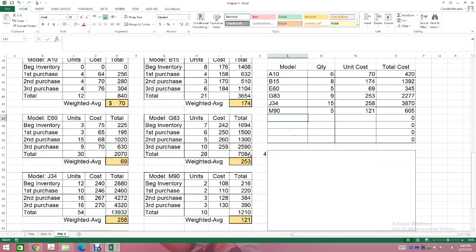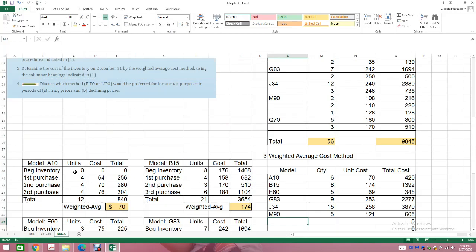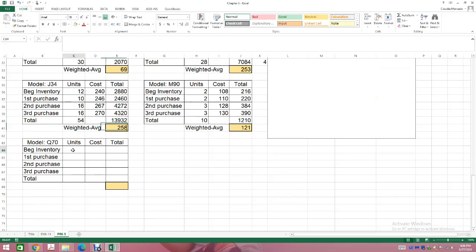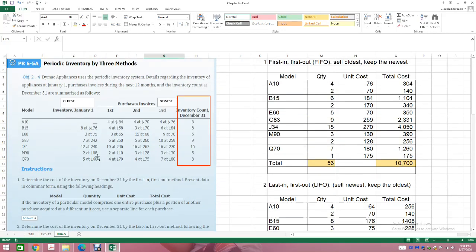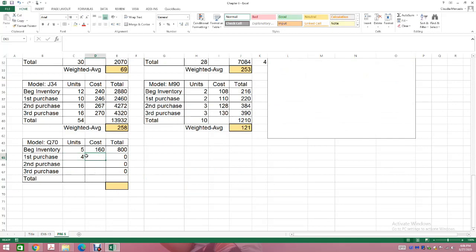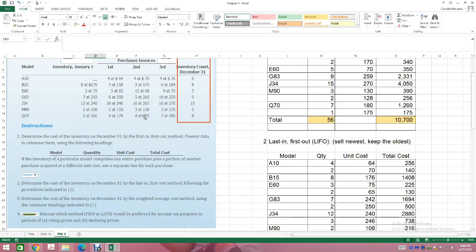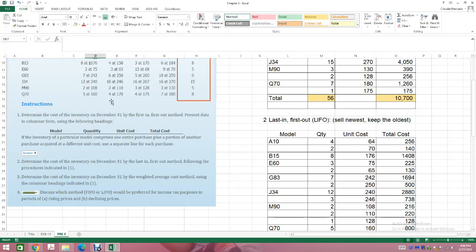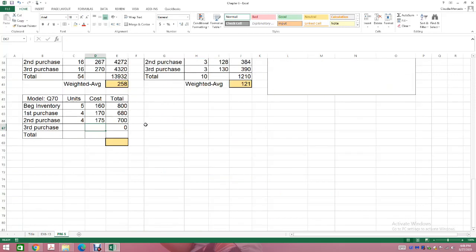Okay. The last unit we have is model Q70. Q70 has beginning inventory of 5 at 160, and we're going to multiply those. So the process is the same for all of the models. It's just the amounts, the units, and the costs change for each. Okay, then we have 4 at 170. And then we have 4 at 175. And then last but not least, we have 7 at 180.